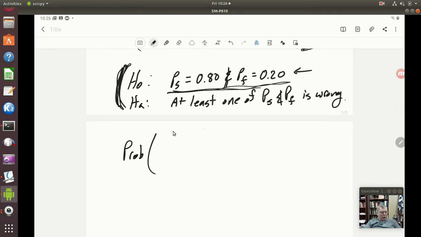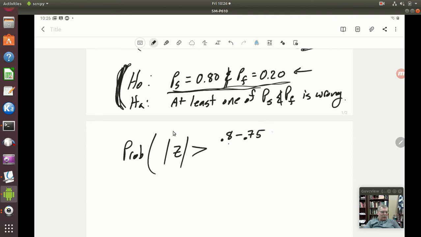So we want to look at the probability that the absolute value of z, the standard normal distribution, is bigger than what we got in our data. We have to get this in terms of standard deviations because it's a standard normal distribution. And so I need to take my 0.8 minus my data. That's how far off we were.